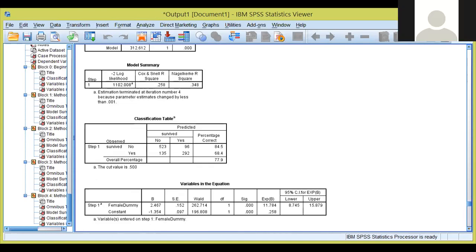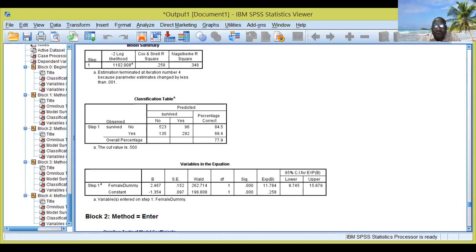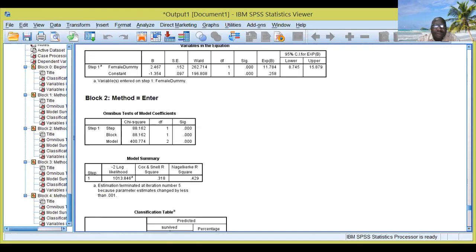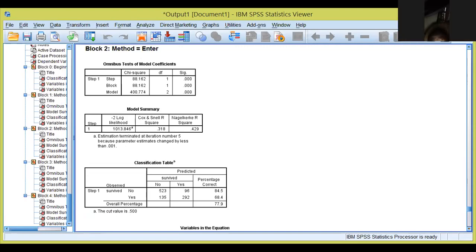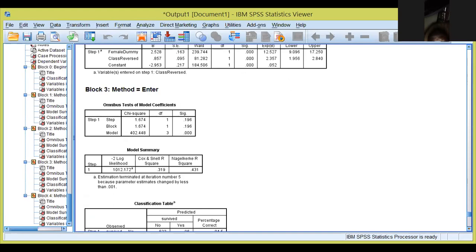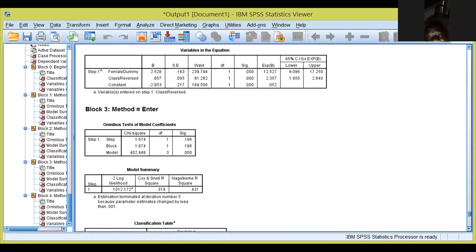Yeah, this is the first one, for sex. Can you see? The odds ratio is 11.84, and it's significant. Move down. Now, this is where you had class. Wait. Yes, it's gone up. Can you see? That shows that it's gone up to 12.